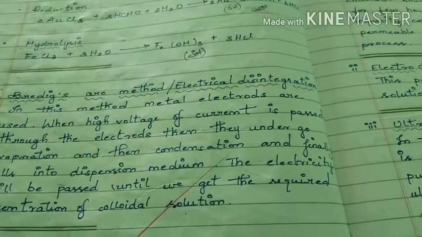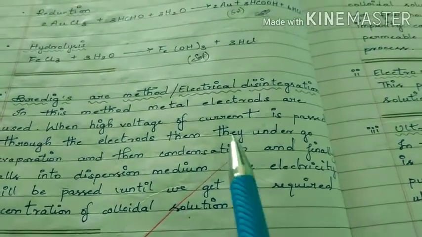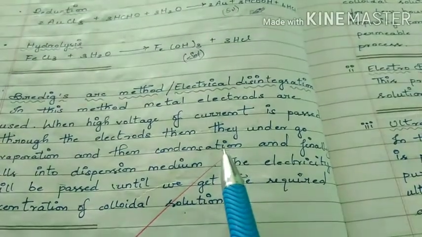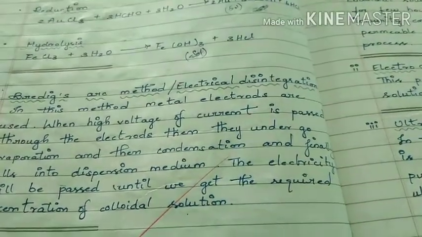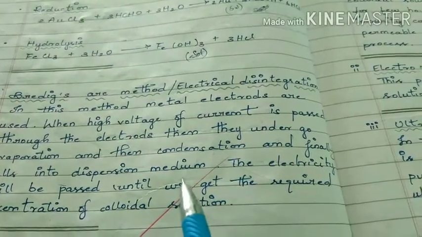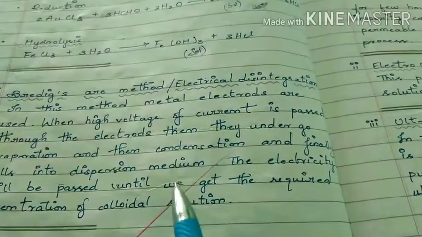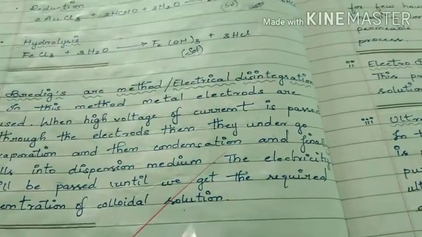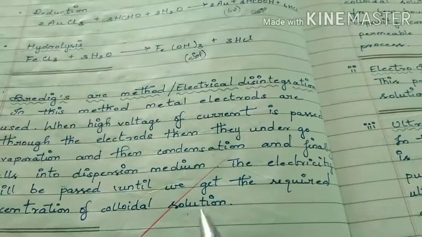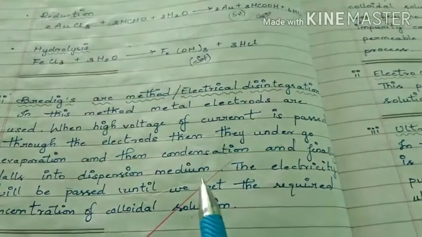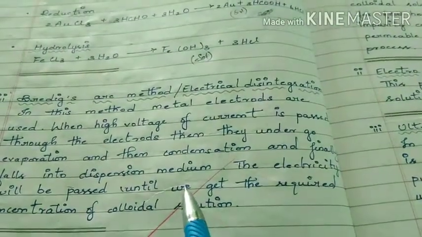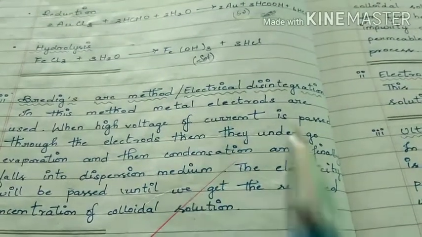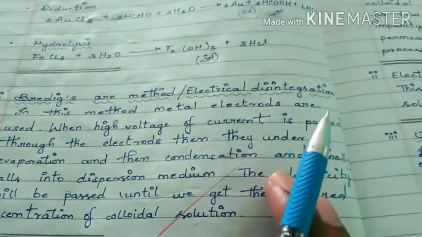Here the dispersion medium is there. When those vapors become liquid, automatically those liquids fall into the dispersion medium. Then the dispersed phase is mixed with the dispersion medium, and automatically the colloidal solution is formed. This is one of the preparation methods for making colloidal solutions. These are the only methods present in our syllabus.